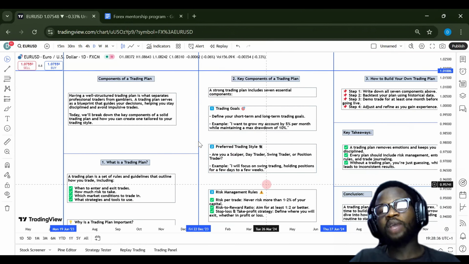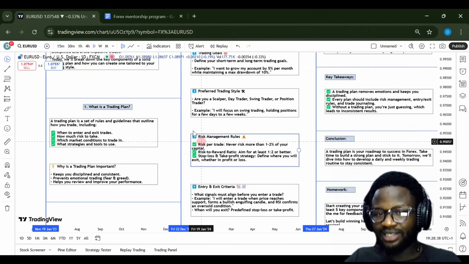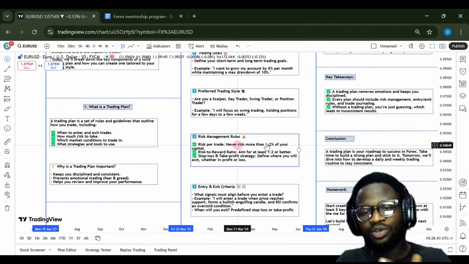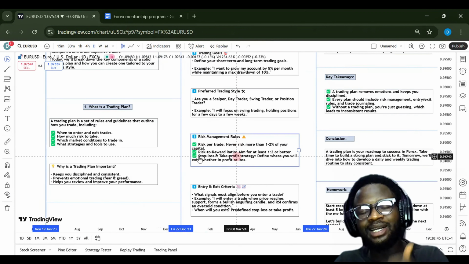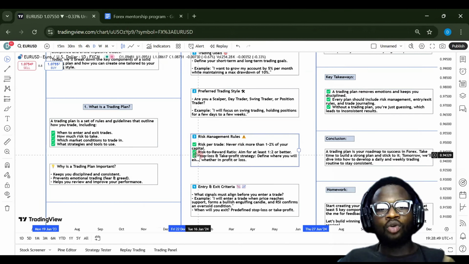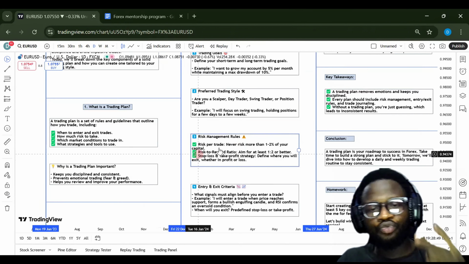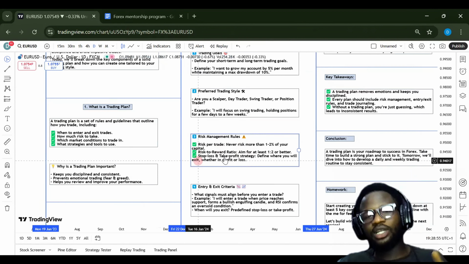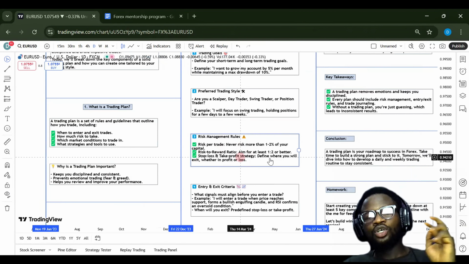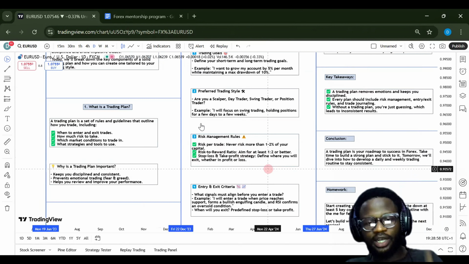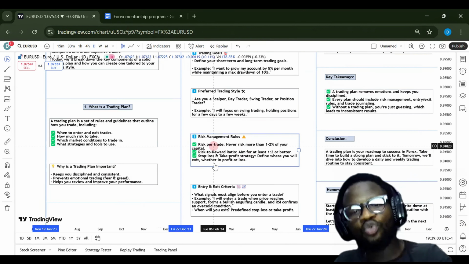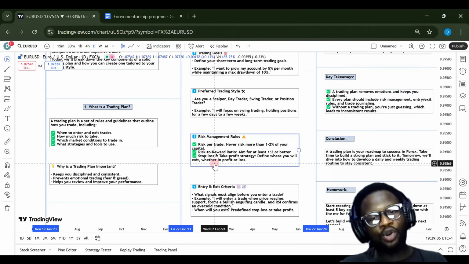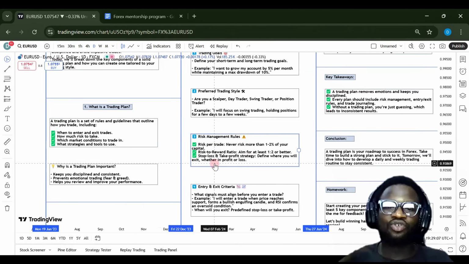Risk management rules. Number 1 is risk per trade. We already discussed this extensively in week 4. Never risk more than 1 to 2% of your capital. Number 2, risk to reward ratio. Aim for at least 1 to 2 or better. Then thirdly, stop loss and take profit strategy. Define where you will exit, whether in profit or in loss. I always state that. Whether we're in profit or in loss, we always have an exit strategy.